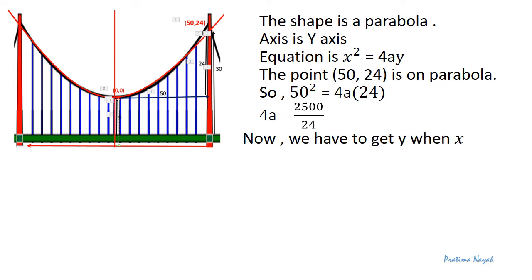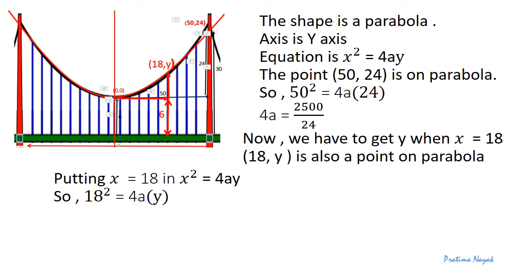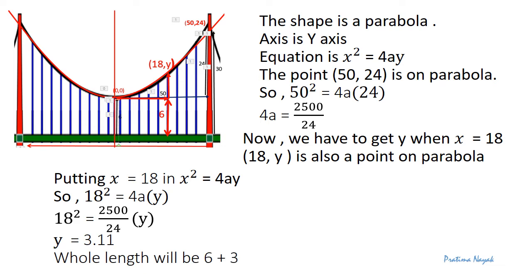Now we have to get y when x is equal to 18. So 18 comma y is also a point on the parabola. Again we'll put x is equal to 18 in the equation x square is equal to 4ay. So this gives us y is equal to 3.11. But what is the length of the wire now? It will be 6 plus 3.11. It will be 9.11 meter.